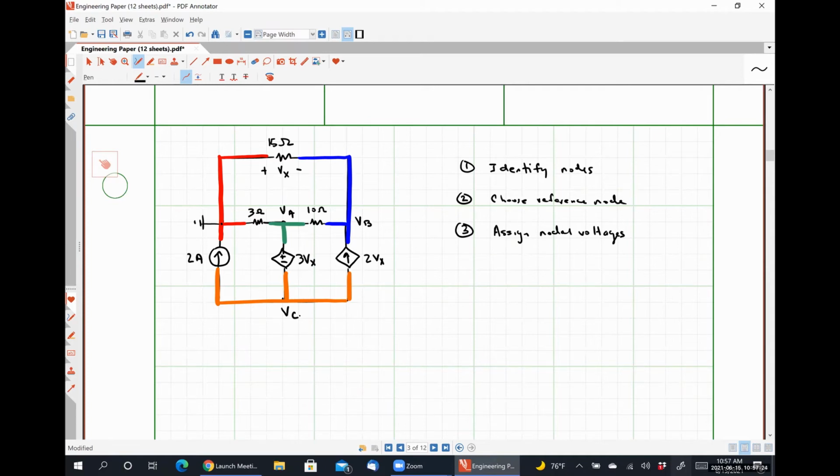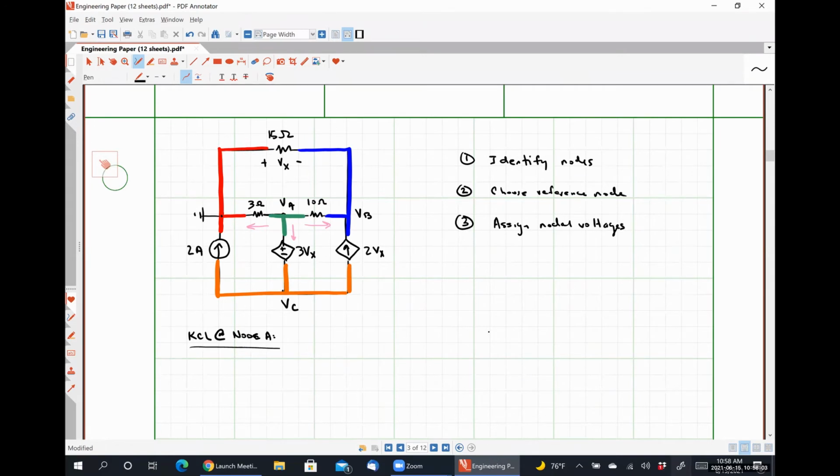We're going to start by applying Kirchhoff's current law at our non-reference nodes and then see why it breaks, all right? So I'm going to start by applying KCL at node A, which means that I'm going to have this current directed to the left, this current directed down, and this current directed to the right. My current to the left, I think we can all agree, is going to be VA divided by 3 ohms. Is everybody okay with that?